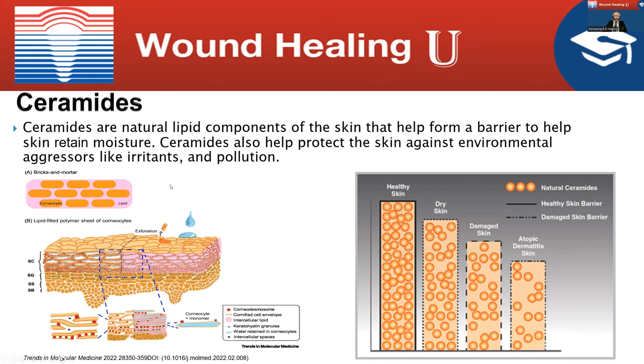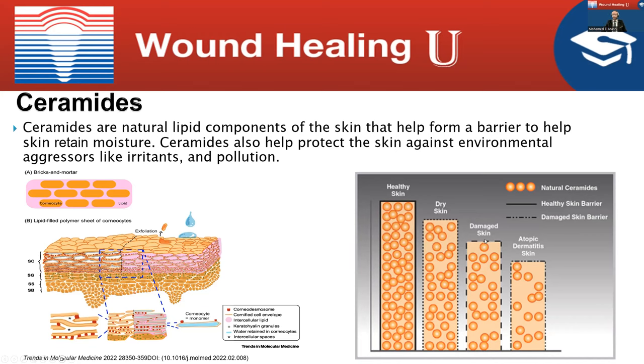So it is like some sort of bricks and mortar shape. And in the bottom image, you can see the distribution of the ceramides and the lipid layer between the keratinocytes. Over the years, the ceramides and lipid component will decrease and predispose the skin to more dehydration and also less protection from the invasion by external environmental factors.